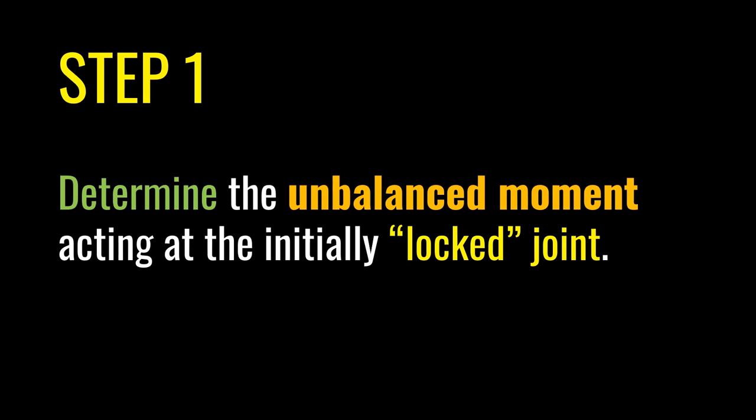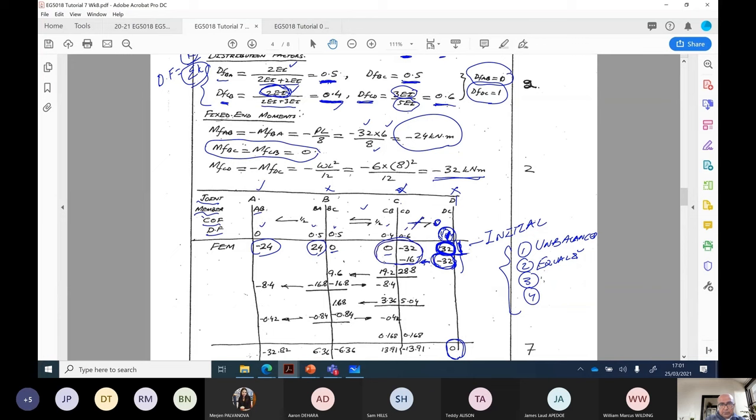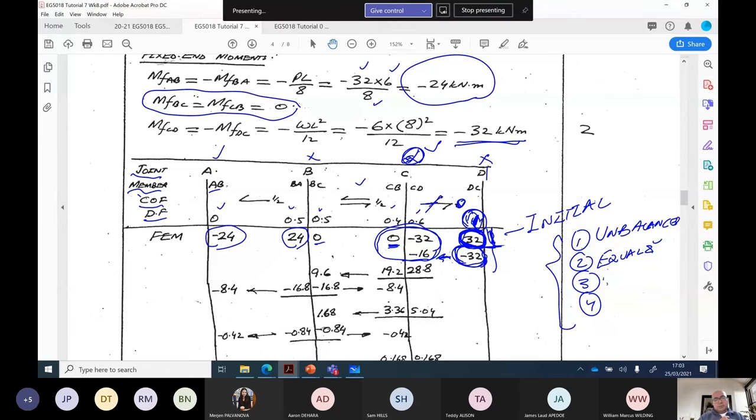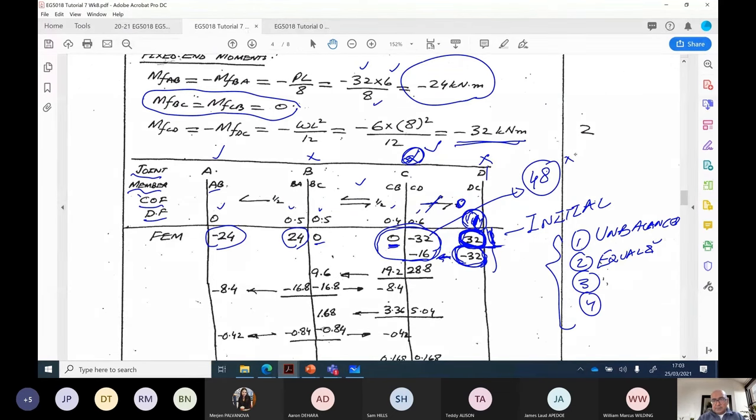Now here, my unbalanced moments are, I have to add up all those moments, even though here it's 0, I have to add up all those moments. 0 minus 32 and then 16. Now this will give me minus 48. Now I will unlock this joint and I will apply equal and opposite. What will be equal and opposite of minus 48? Plus 48. Plus 48, okay, but I will not write plus 48 here, all right? I will just keep this thing in my mind. Equal and opposite is 48 times 0.6 will give me 28.8. 48 times 0.4 will give me 19.2.